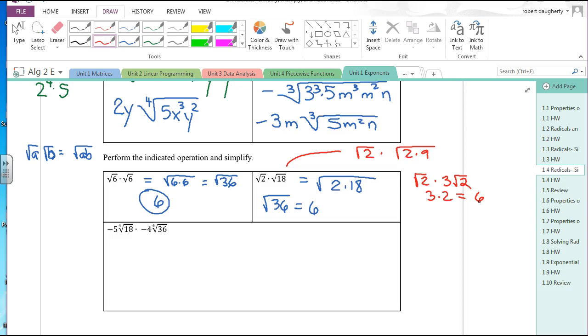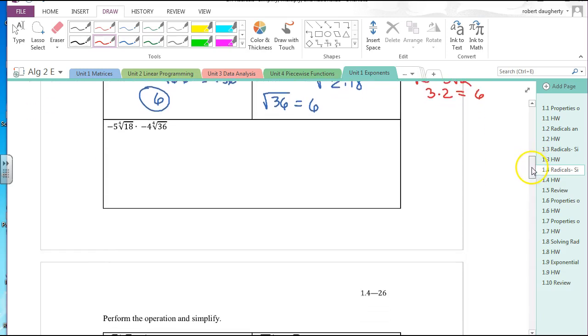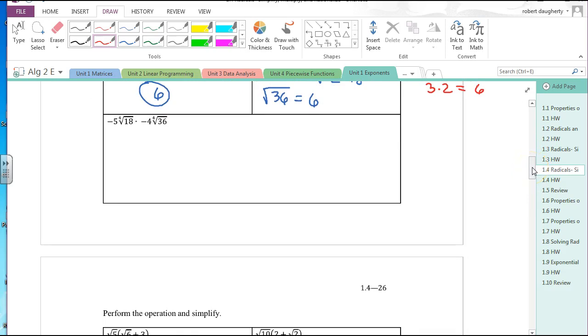Let's look at the next one. Now I'm multiplying two what kind of numbers? Two negative numbers. This answer will be positive, okay? So it's going to be a positive number. But I'm looking at the fourth root of 18 and the fourth root of 36. Neither one of those jumps out at me. But what I can do is this. This is going to be equal to 5 times 4 times the fourth root of 18 times 36. Okay?